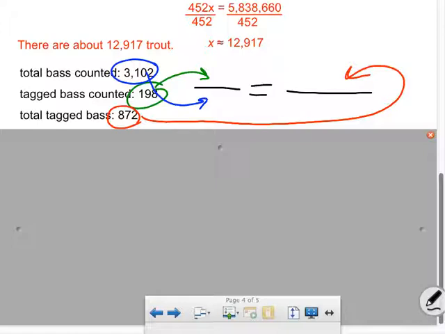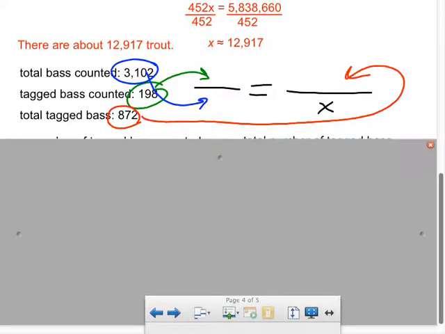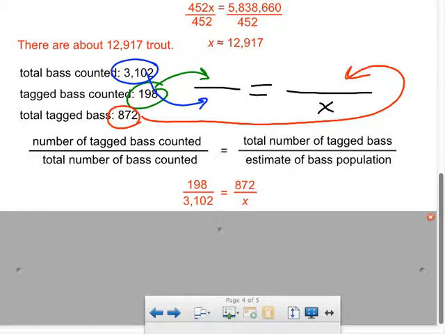For the second one, it's x, our variable. And what are we trying to solve for? We're trying to solve for x, the estimated population size. So x. Got it? Okay. So you guys should have been able to set this up, and you have your calculators. So who could tell me what their answer was?